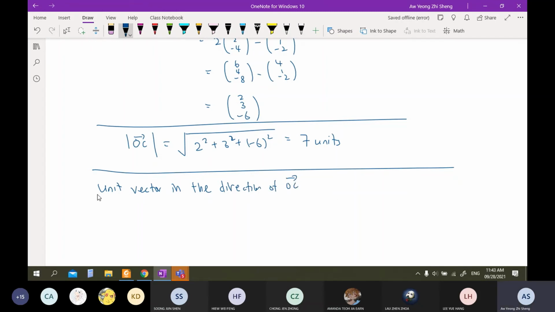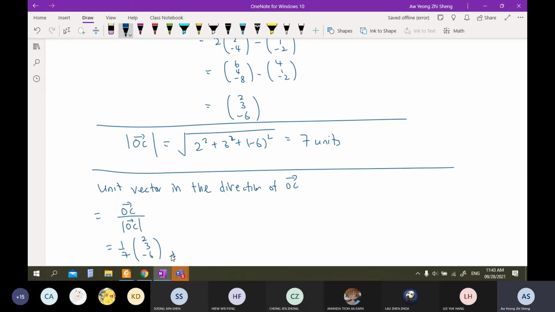If you don't want to write this long phrase, you can actually write OC with a hat up there, but I find it a bit messy to have an arrow and a hat, so I choose to write the phrase instead. And the hat actually means unit vector. Right, so OC with a hat on top means unit vector in the direction of OC. Okay. So it's actually OC divided by its own length. Okay, so that gives 1 over 7 of 2, 3, minus 6.